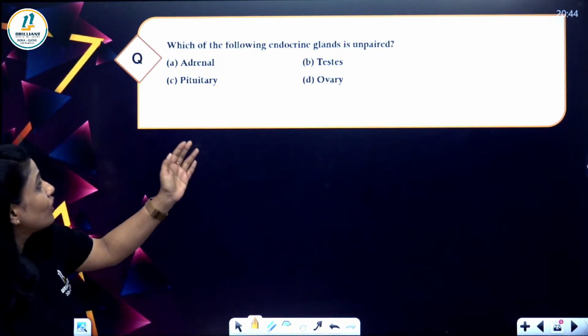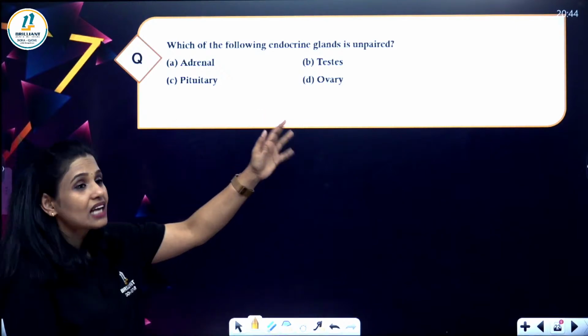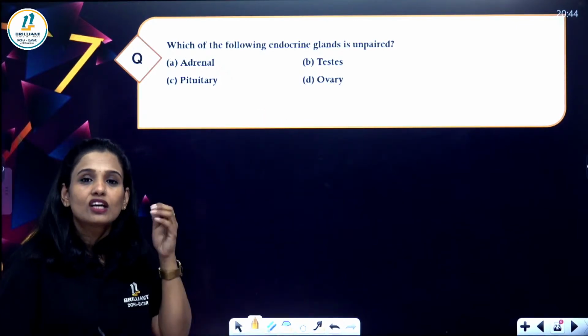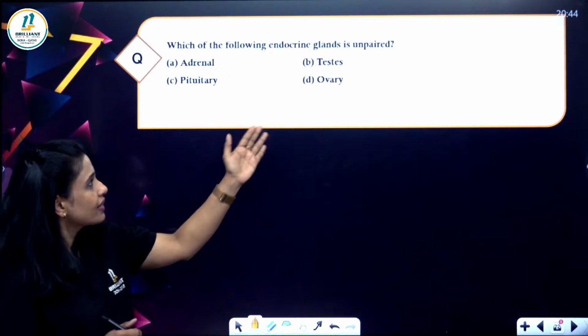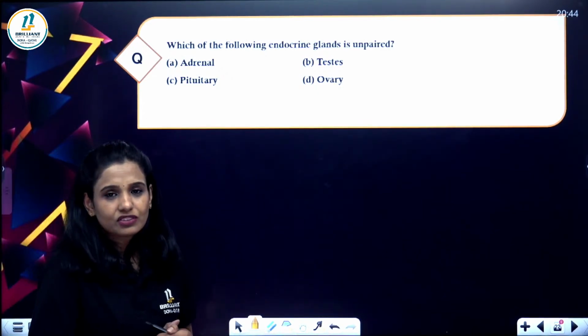Which of the following endocrine gland is unpaired? Which of the following endocrine gland is unpaired? Which gland is unpaired?